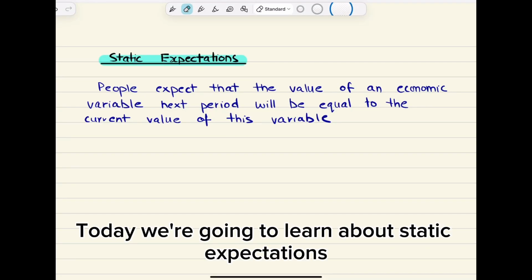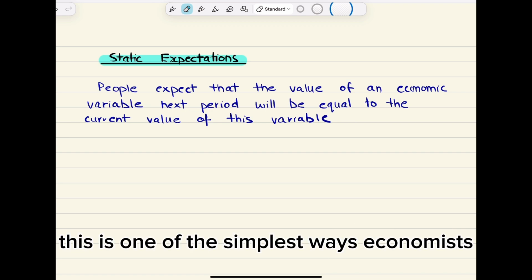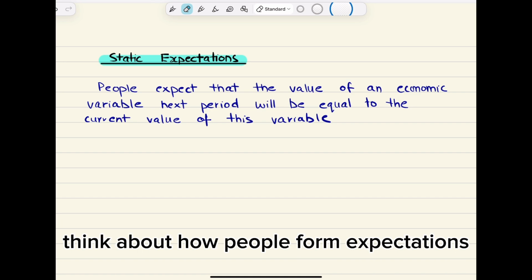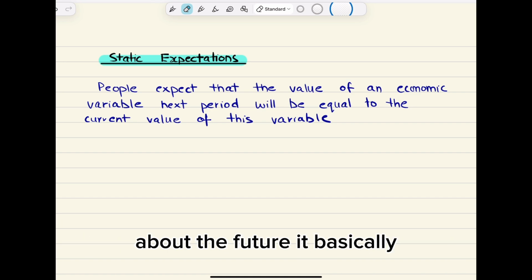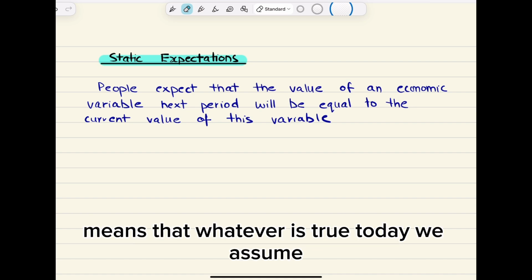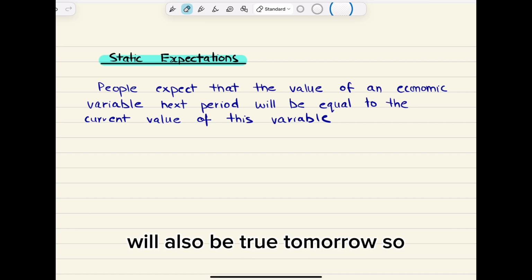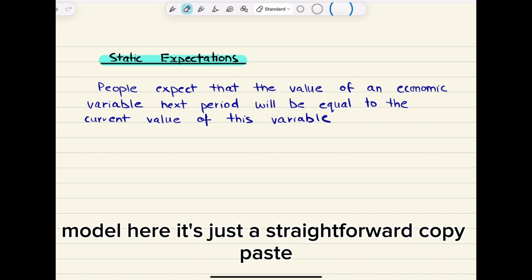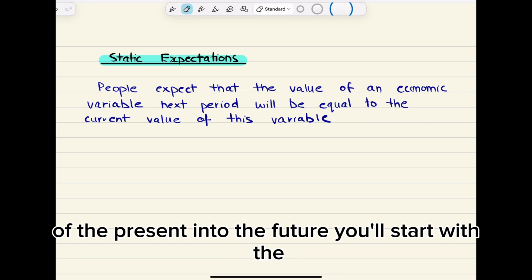Today we're going to learn about static expectations. This is one of the simplest ways economists think about how people form expectations about the future. It basically means that whatever is true today, we assume will also be true tomorrow. So there's no forecasting, we don't have any prediction model here. It's just a straightforward copy paste of the present into the future.